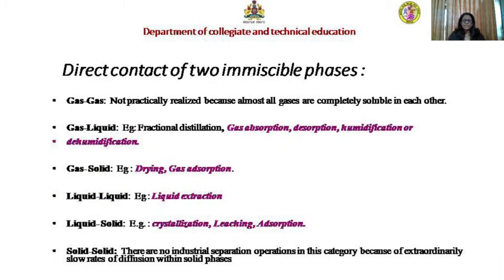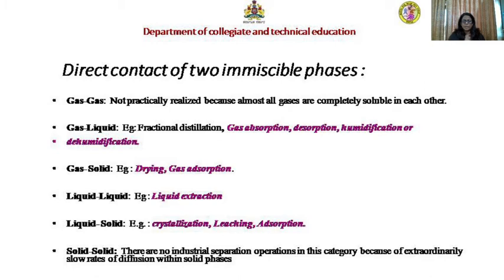The first category, gas to gas contact, is not practically realized because almost all gases are completely soluble. See, in this kind of operations, we require two immiscible phases, right? So since gases are always soluble in each other, we can't realize any practical applications under this category. Okay. The next one, the gas to liquid category, is the most important category in this topic.